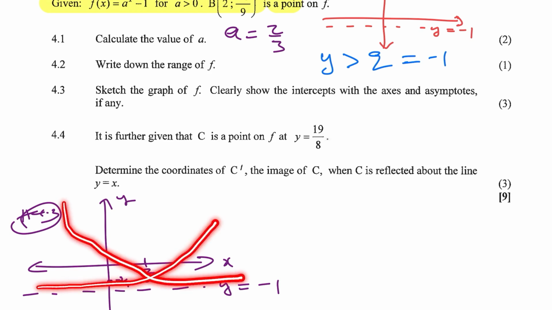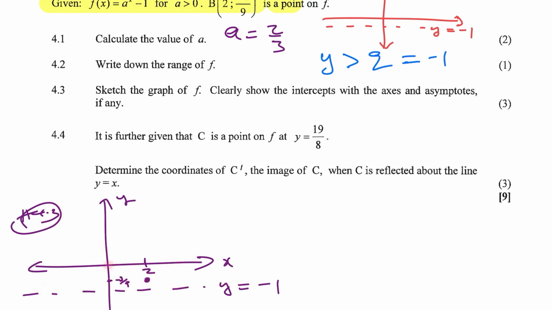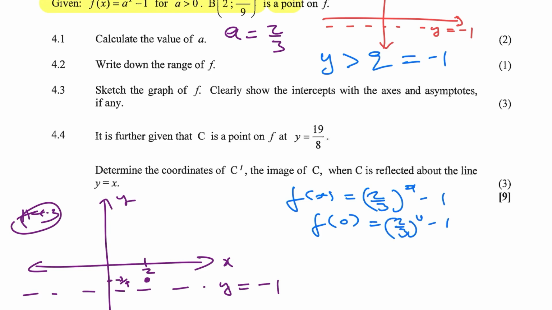It's easy to find out because we can also find the intercept, right? They talk about intercept, so let's find the intercept and see what happens. Remember you have f of x is equal to a to the power x minus 1, and a is equal to 2 over 3. So let's get it from the y-intercept, that's x equal to 0. So it's going to be 2 over 3 to the power 0 minus 1, and this is equal to 1 minus 1, which is equal to 0.